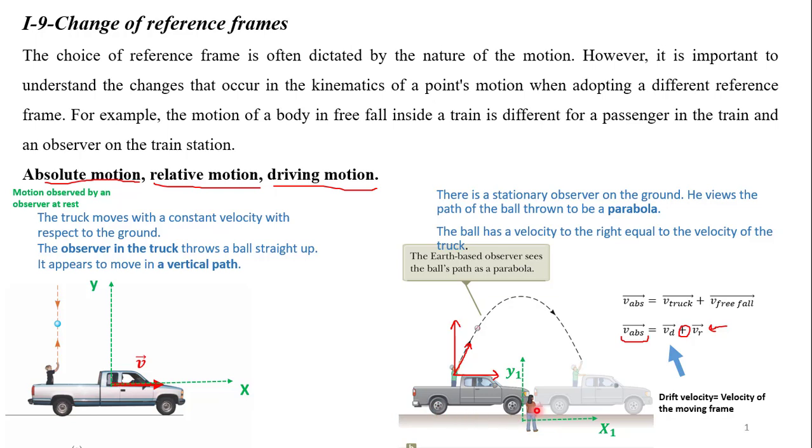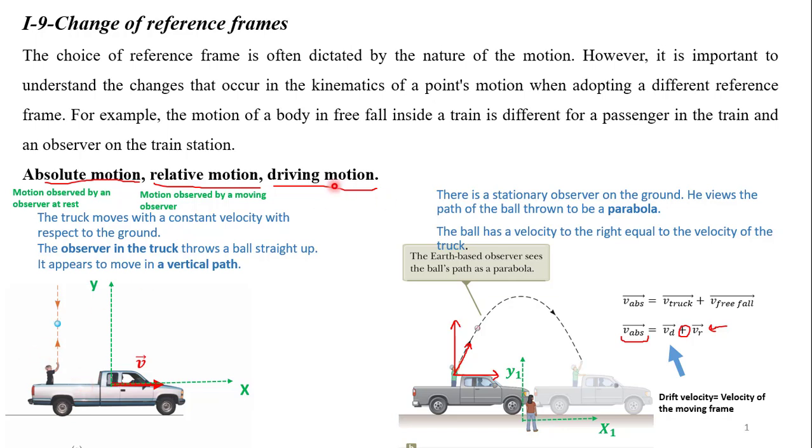So it's the motion observed by this stationary observer, or this observer which is not moving. We can distinguish the relative motion. It's the motion observed by a moving observer. So here, the child who is moving with the moving truck is seeing the relative motion.